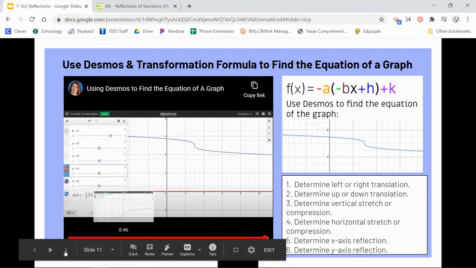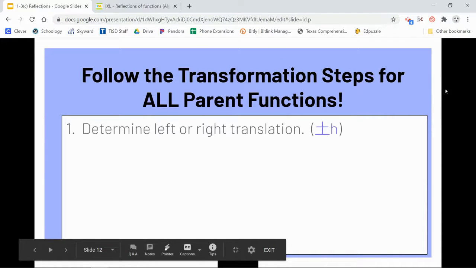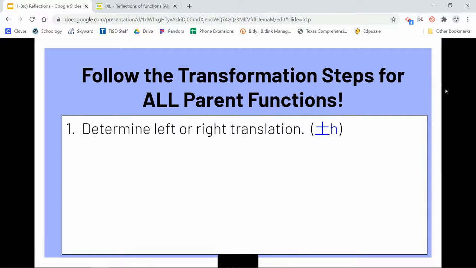And let's see, is there any more to this slideshow? Okay, so let's follow all of the transformation steps for all parent functions. Determine left or right translations by determining if the h is positive or negative, not whether it's a minus or plus sign in the equation. You have to determine, is h positive or is h negative. Where h is positive, you're moving to the positive side of your number line. When h is negative, it's the negative side. But when you're looking at that x plus h, x minus h, if you're looking at it as just that, then we have to think backwards.